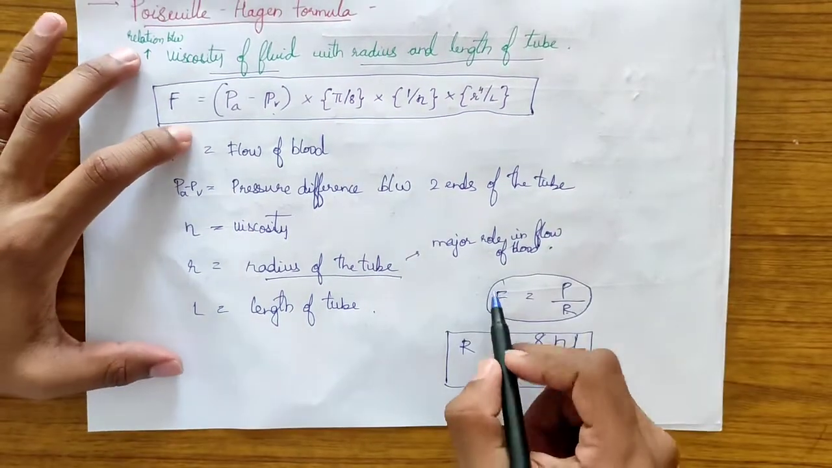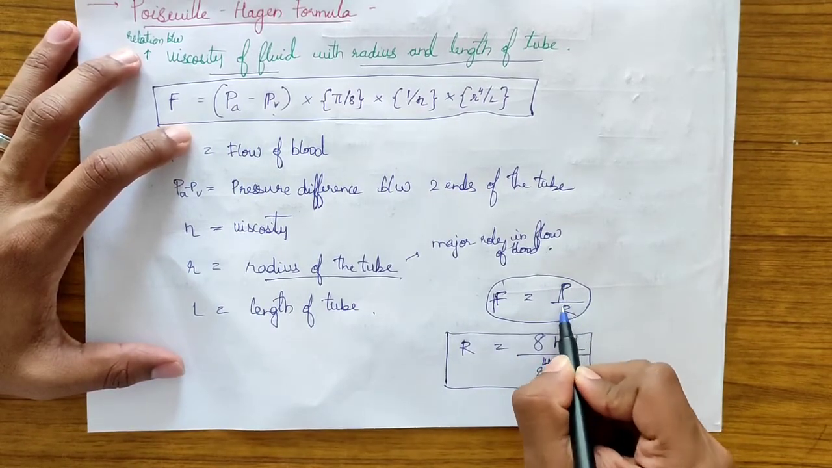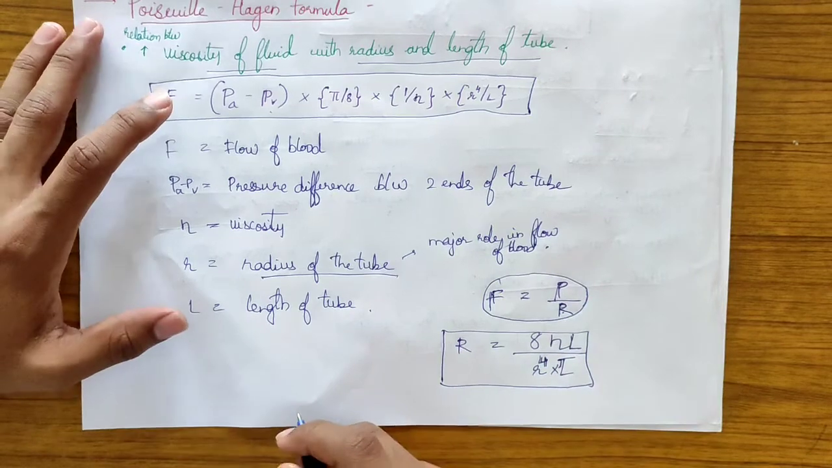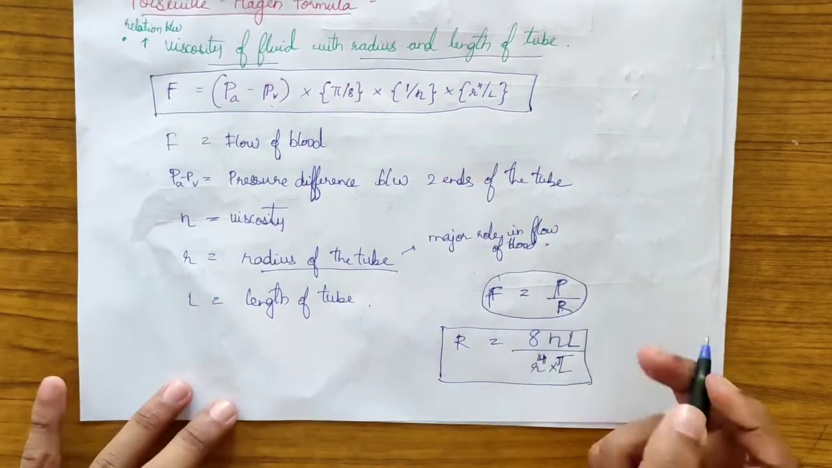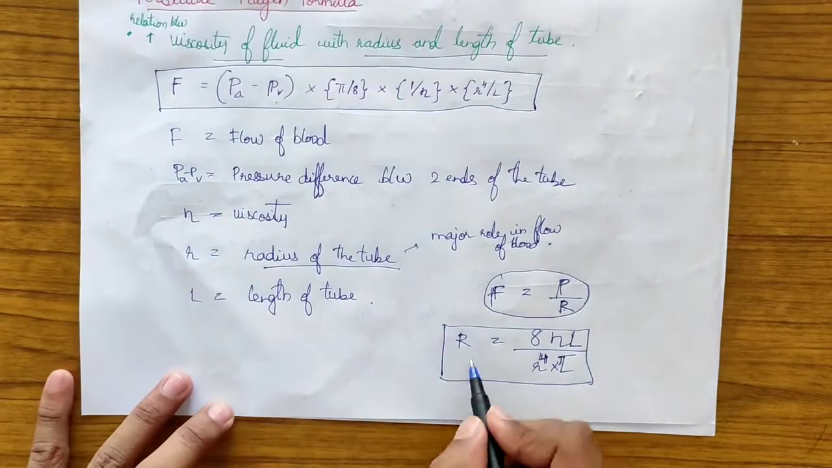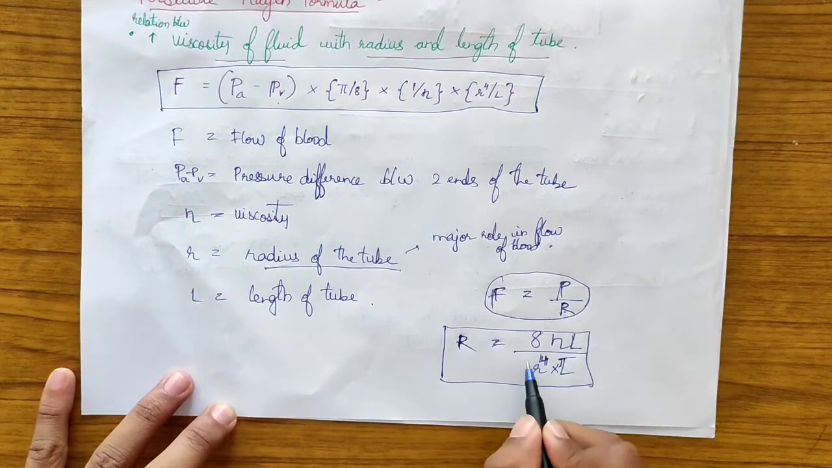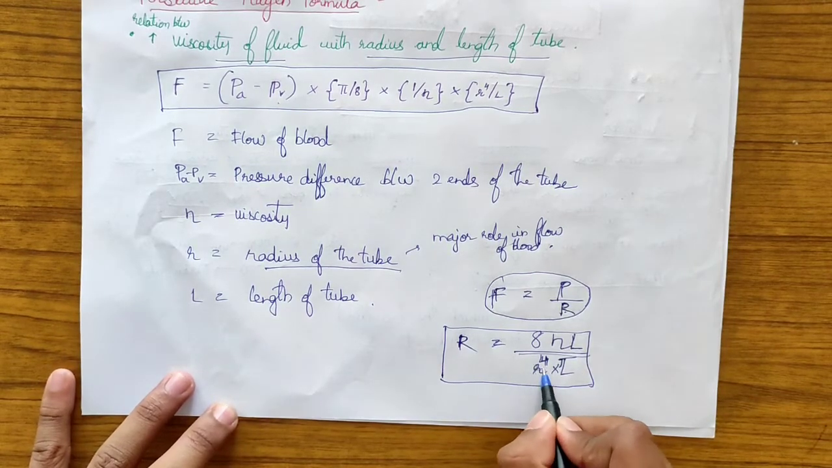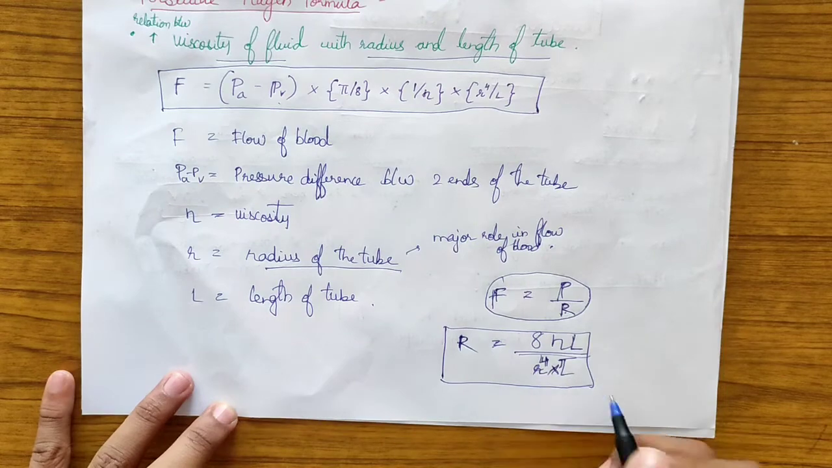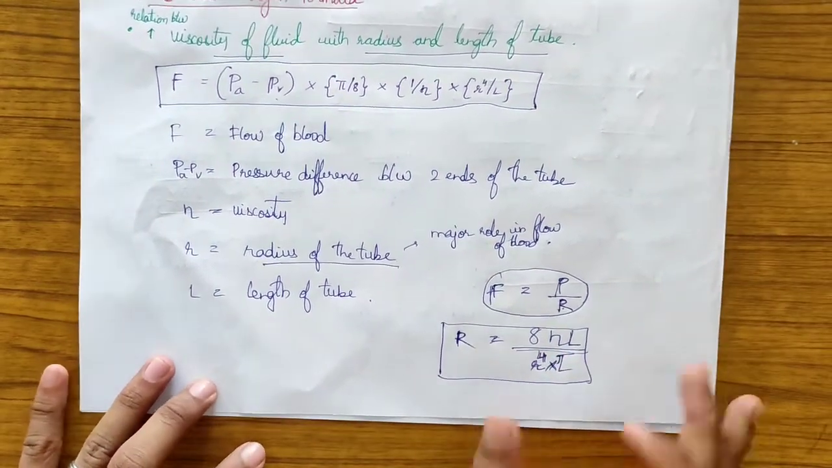So there is also one formula, that is flow of the blood equals the pressure in the tube divided by the resistance to the flow of the blood. So by substituting this formula in this formula, we'll get resistance as 8 into viscosity into length of the tube divided by pi into the radius of the tube to the power 4. So this is the formula for calculating the resistance of the flow.